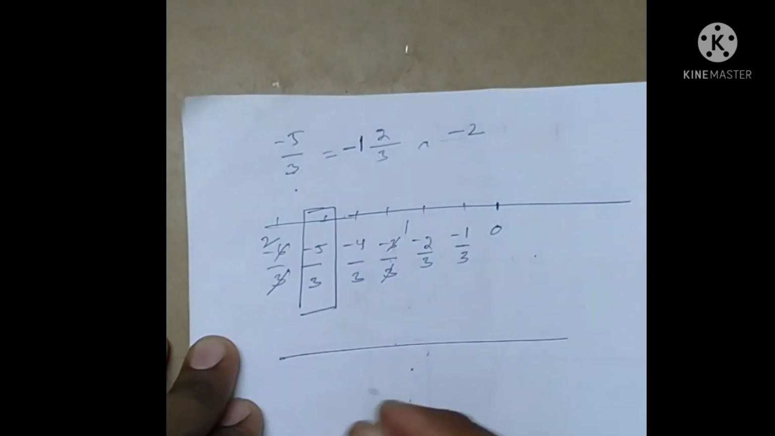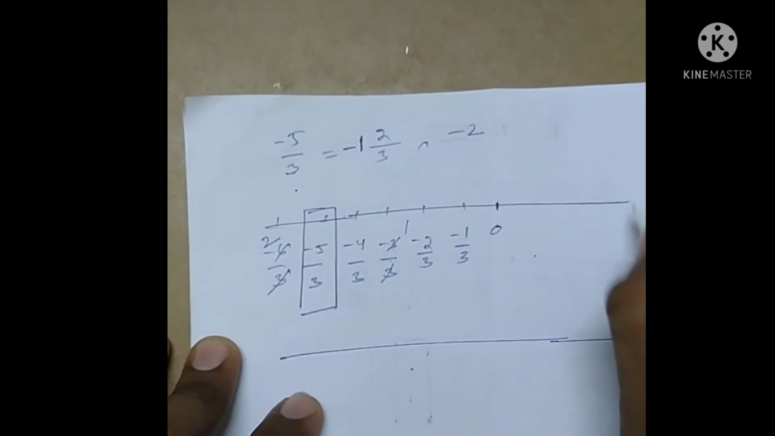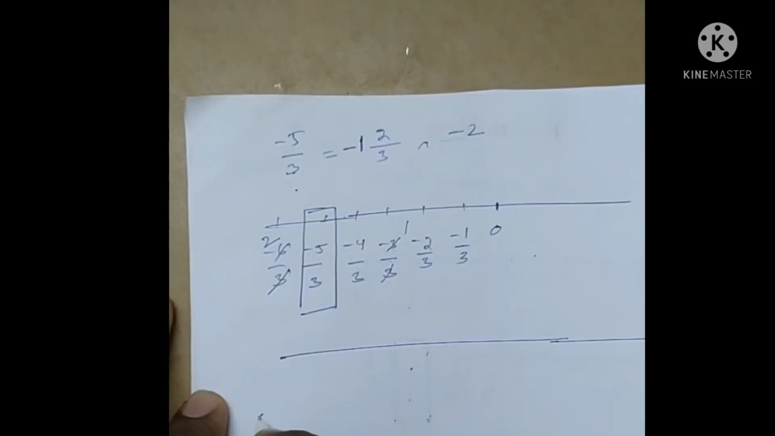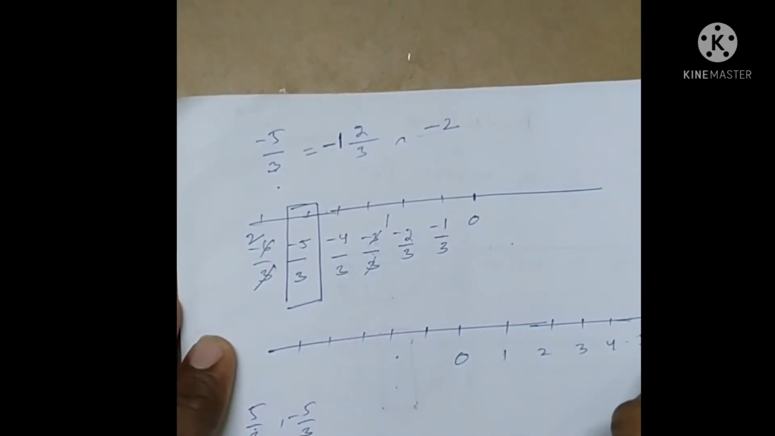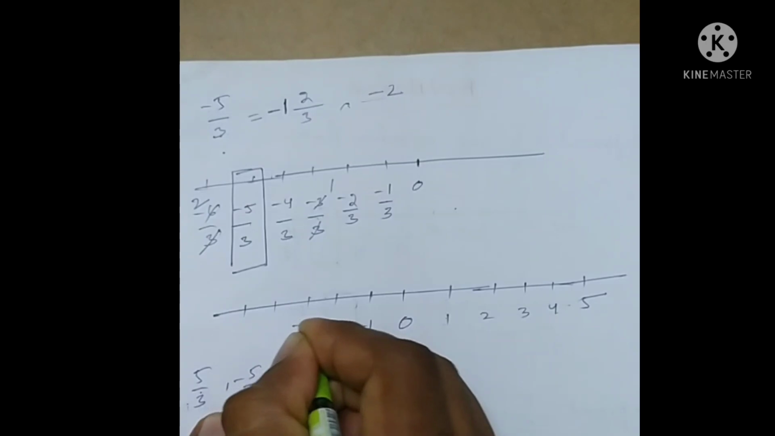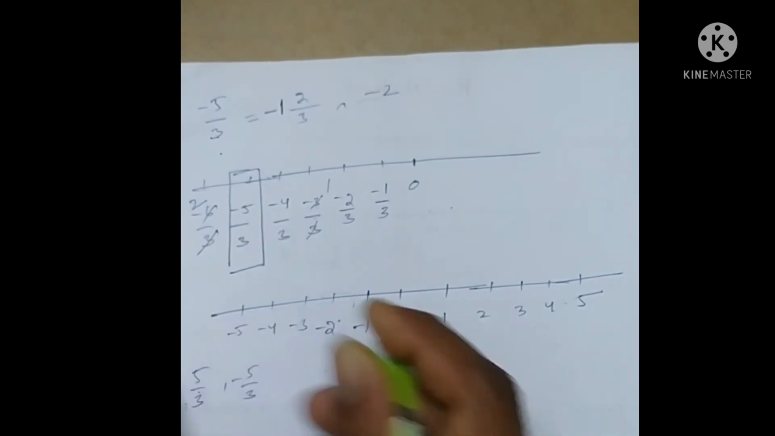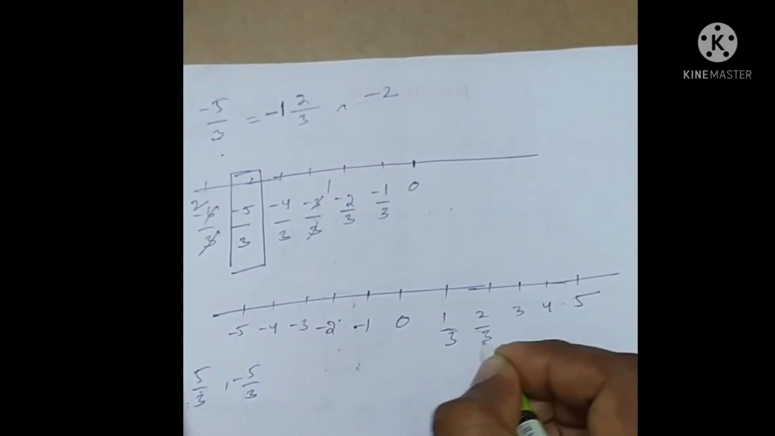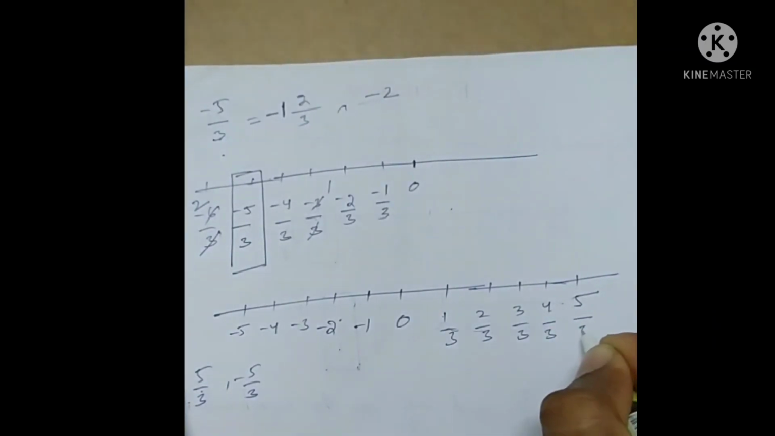So next. Finally, we have to represent 5 by 3 and -5 by 3, right? So here 0, 1, 2, 3, 4, 5 on the positive side, and on the negative side -1, -2, -3, -4, -5. The denominator is 3, so we write 1 by 3, 2 by 3, 3 by 3, 4 by 3, 5 by 3.